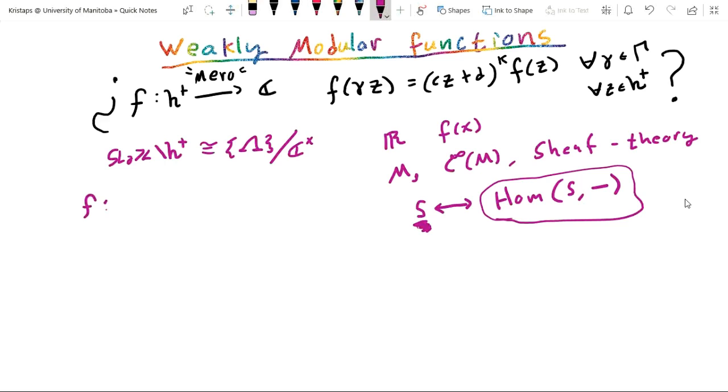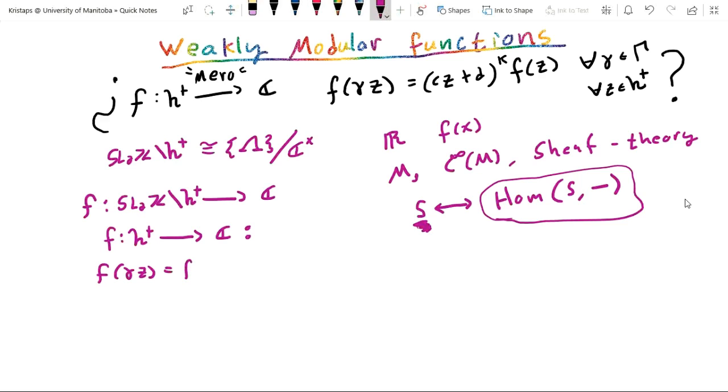So first off, if we consider what a function defined on this quotient of the upper half plane modulo SL2Z to the complex numbers is, we can rewrite this. Instead, we can consider functions that are defined on the entire complex upper half plane and simply demand that they are subject to the condition that f applied to gamma z is equal to f of z, where this holds for all gamma in the modular group and all points of the complex upper half plane.